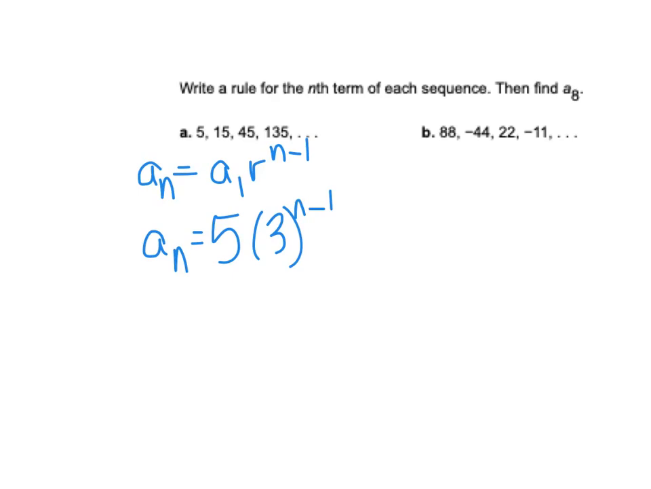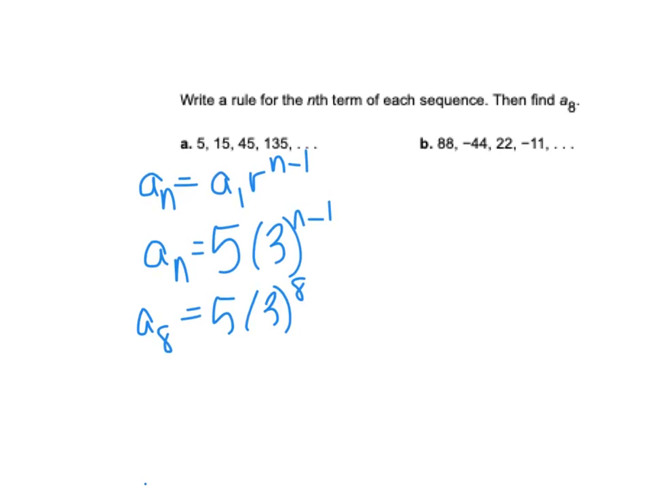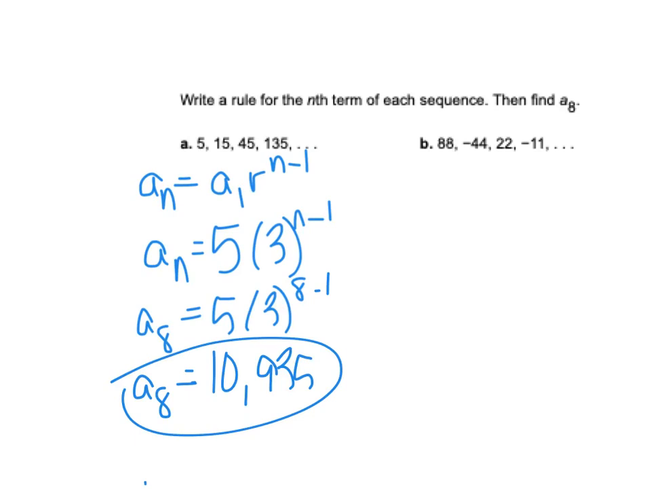So the second part of this was to find a sub 8. So a sub 8 is 5 times 3 to the 8 minus 1. So that'd be 3 to the 7th power times 5. And if we put that into our calculator, we get 10,935. So here is our rule, and a sub 8 is 10,935.